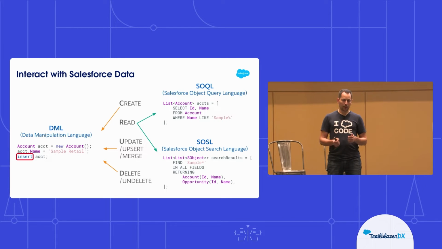SOQL works with multiple tables, but it only returns one data type at a time. So you can only query an account at a time or a contact at a time, etc. You cannot get a return type that mixes accounts, contacts, etc.